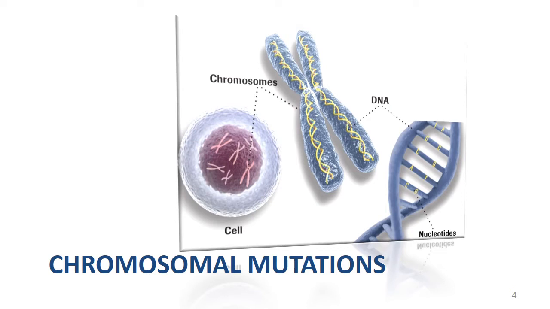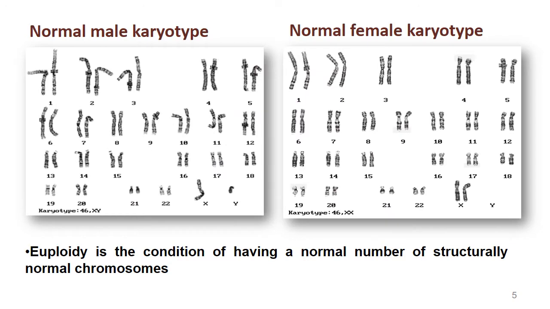Now, let us consider chromosomal mutations and chromosomal diseases. On the left, you see a normal male karyotype, and on the right, a normal female karyotype. Euploidy is the condition of having a normal number of structurally normal chromosomes. Euploid human females have 46 chromosomes, 44 autosomes and 2 X chromosomes. Euploid human males have 46 chromosomes, 44 autosomes and 1 X chromosome and 1 Y chromosome.